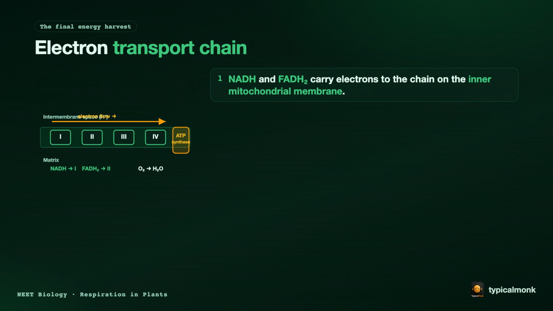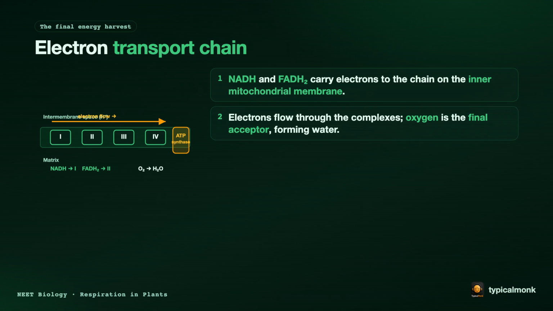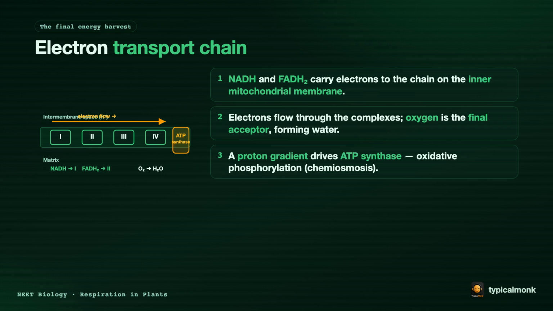Now the final and biggest energy harvest. The NADH and FADH2 made earlier carry their electrons to the chain, sitting on the inner mitochondrial membrane. The electrons flow through the complexes, and oxygen acts as the final electron acceptor, joining with them to form water. The proton gradient, built across the membrane, drives the enzyme ATP synthase, and this making of ATP is called oxidative phosphorylation or chemiosmosis. As a rough count, each NADH gives about 3 ATP, and each FADH2 gives about 2 ATP.